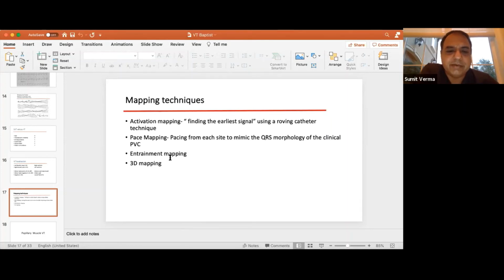We do entrainment mapping. So entrainment mapping is used for re-entry circuits. When there's a re-entry circuit going on, we place the catheter in an area we think is part of the circuit. We pace. If we get a similar QRS, that's called concealed fusion. If there's a dissimilar QRS, it's called fusion because now you're fusing with the wavefront of the VT. And then we can see the response. What happens after we stop pacing? Is that post-pacing interval equal to the tachycardia cycle length, meaning that we're close to the circuit? Is it longer, which means we are far away from the circuit? And then, of course, 3D mapping has changed everything.